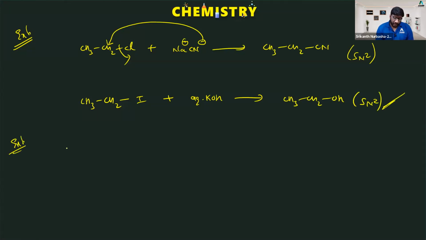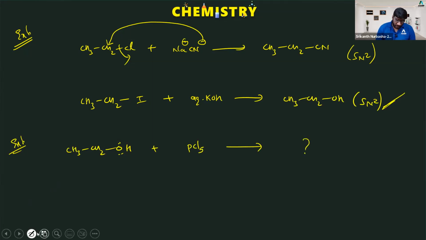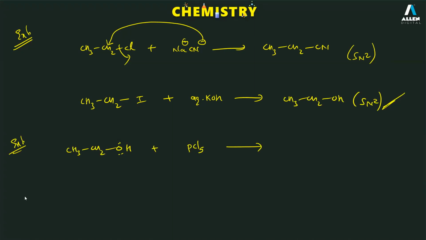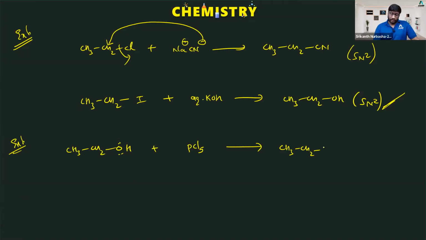Let us take the alcohol CH3CH2OH. Treat this with PCl5. What type of product is obtained? Alcohol treated with PCl5 produces what? Ether. Sorry, ethyl chloride. Ethyl chloride and H3PO4.